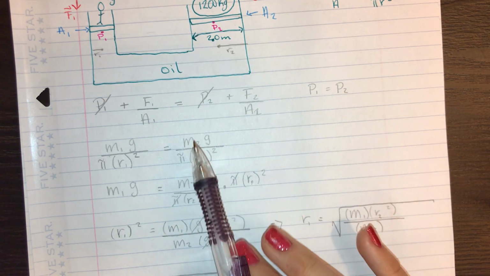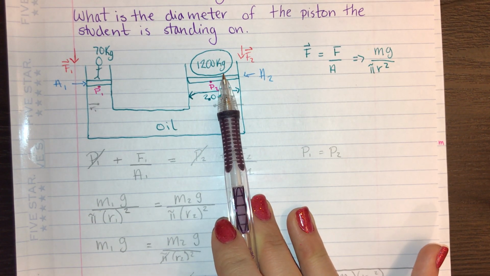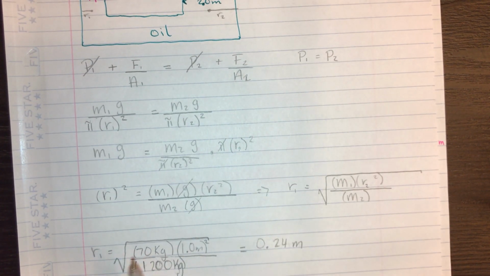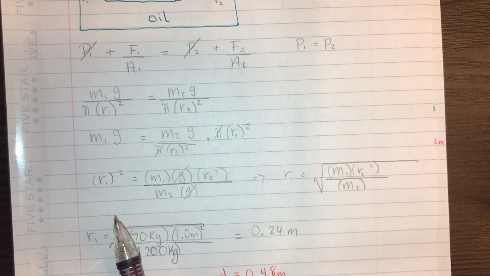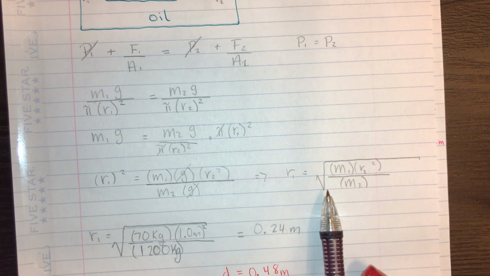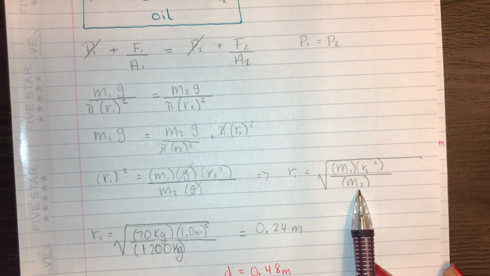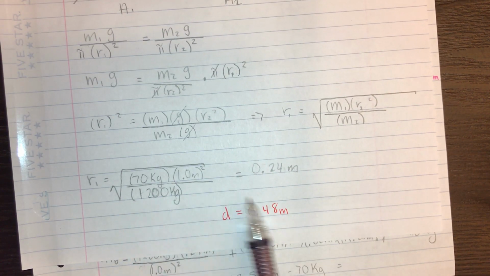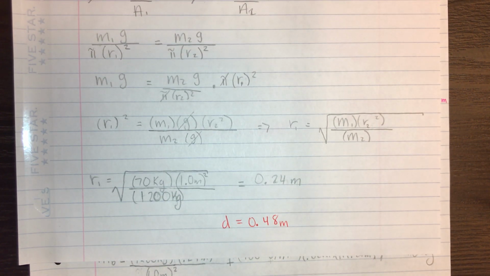Same thing over here, but with the area that the elephant is standing on and its weight. From this equation here, we're going to do some algebra to rearrange and get R1 by itself, and we get that R1 is the square root of M1 times R2 squared over M2. By substituting in our values, we'd get that R1 is 0.24 meters. And since our question is asking for the diameter of the area in which the student stands on, we simply multiply this by 2, and we get that the diameter is 0.48 meters.